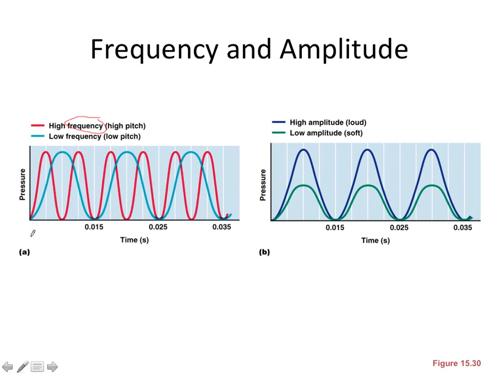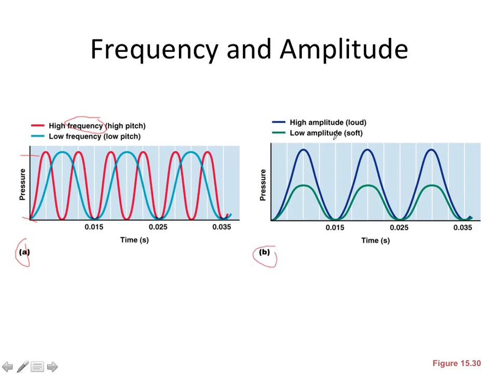For this graph, the blue sound and the red sound have the same amplitude. If we look at this crest, this circle, they are the same. This means the amplitude is the same, the energy is the same. However, the sound characteristics are not the same. Now let's look at B.